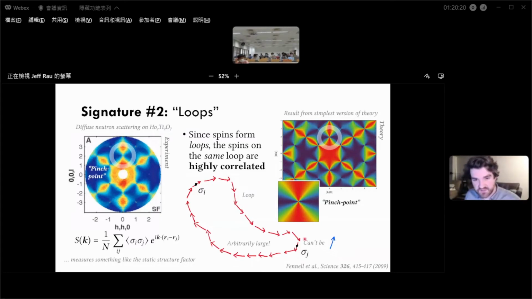And the reason this is happening is when you go around this loop, which can be arbitrarily large, you're saying there's some correlation between spins that are essentially arbitrarily far apart, right? If I follow this loop, I'm saying these two spins are on the same loop. This sigma_i and this sigma_j, I'm saying something about their direction. They're correlated. If they're on the same loop, if this one goes this way, this one has to go this way. It can't go the opposite way, right? So along these loops there's correlation, and these loops become arbitrarily large. And so you're going to induce somewhat long-range spin correlations.